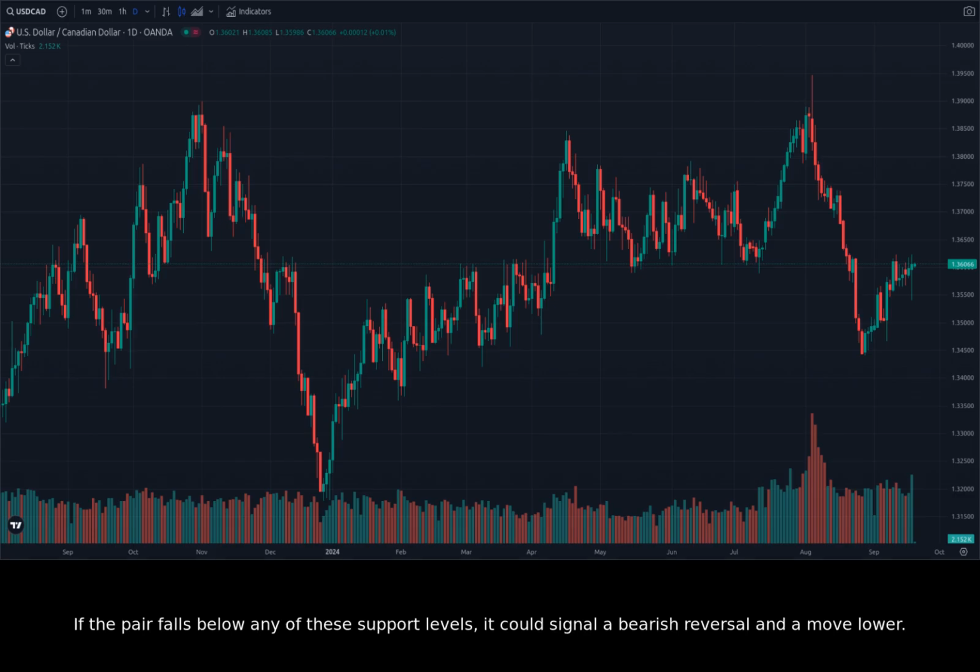If the pair falls below any of these support levels, it could signal a bearish reversal and a move lower. However, the RSI on the daily chart is currently above the 70 level, suggesting that a pullback may be due. This pullback could be temporary, and the pair could resume its upward trend after a brief correction. The market is currently waiting for more clarity on the Fed's interest rate decision.